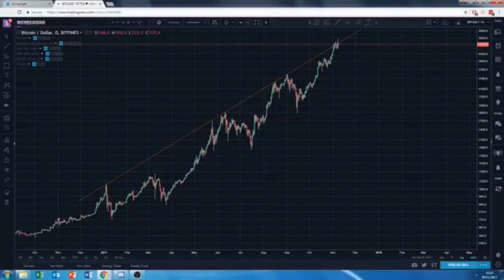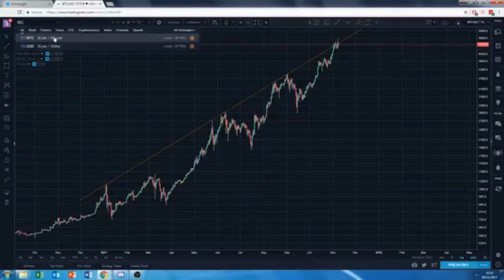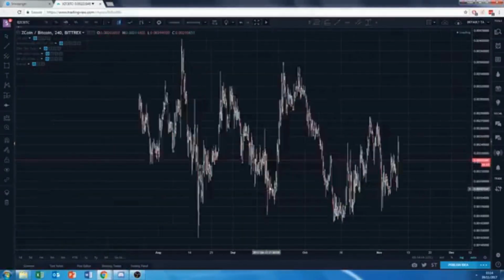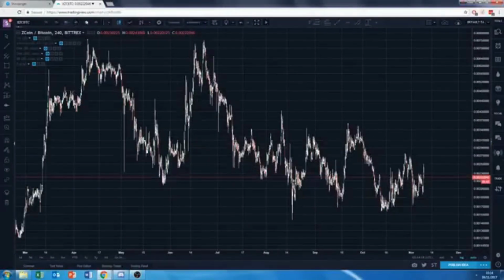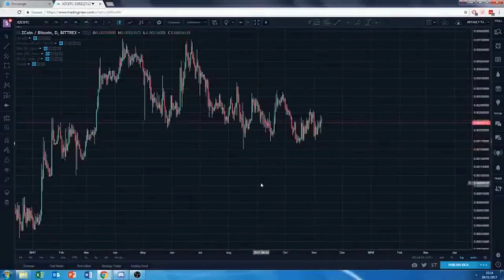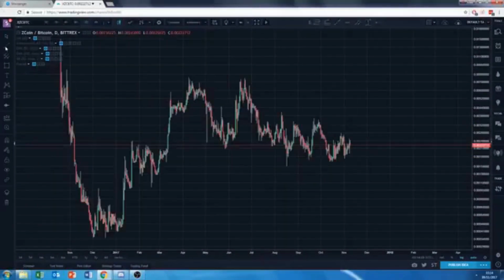There's another good coin for this. I think Zero Coin is good for this. So I'm on the Zero Coin. Let's go to the daily. So we've done a 1 hour and we've done a 4 hour. Right, so here I'm going to draw resistance first.